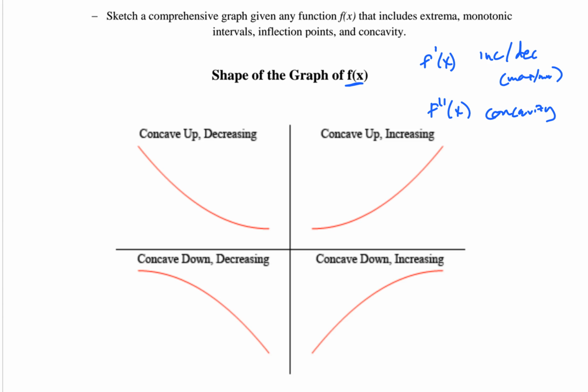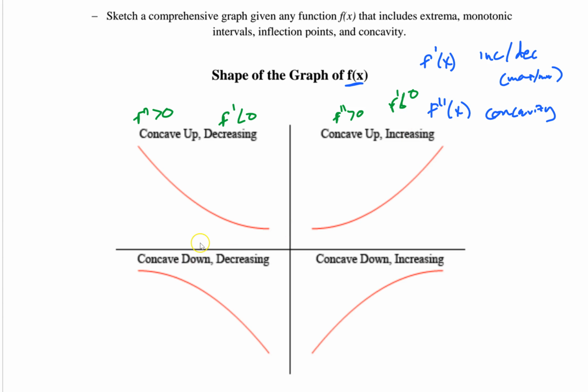So in our 4 types of curves right here, look at this first one. Concave up, right? So it's opening up, but it's decreasing, it's going down, right? So this is where the second derivative is positive, concave up, but the first derivative is negative, decreasing. You go over here, look at this one. Concave up, so it's opening up again, but now it's increasing, right? Notice how these are both opening up. This side's increasing, that side's decreasing. So this is another second derivative positive, first derivative positive.